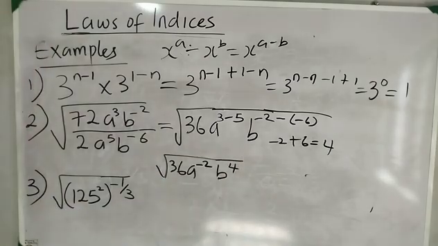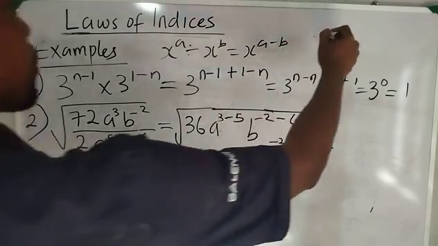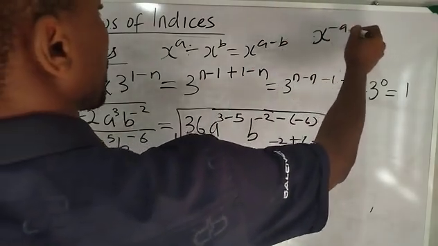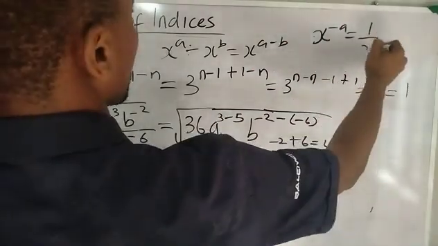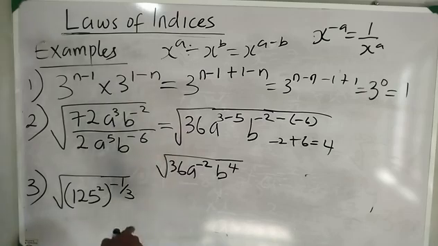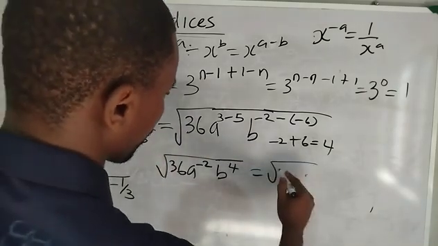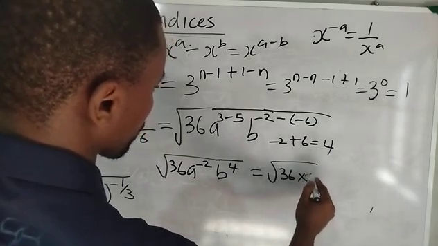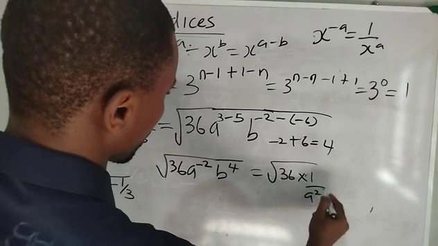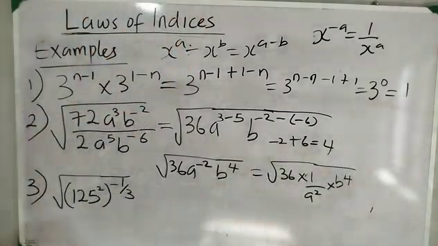But is that the final answer? Of course not. We have a negative power. So we are going to apply law 5 that says when you have x raised to the power of a negative power, you bring it under 1 and make that power positive. So we are going to bring this back under 1 and make the power positive. We are going to have square root of 36 times 1 over a squared times b to the power 4.